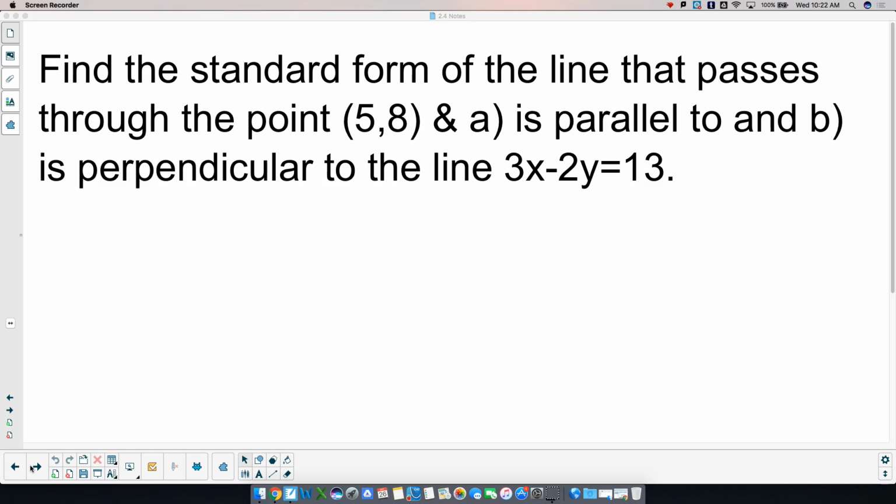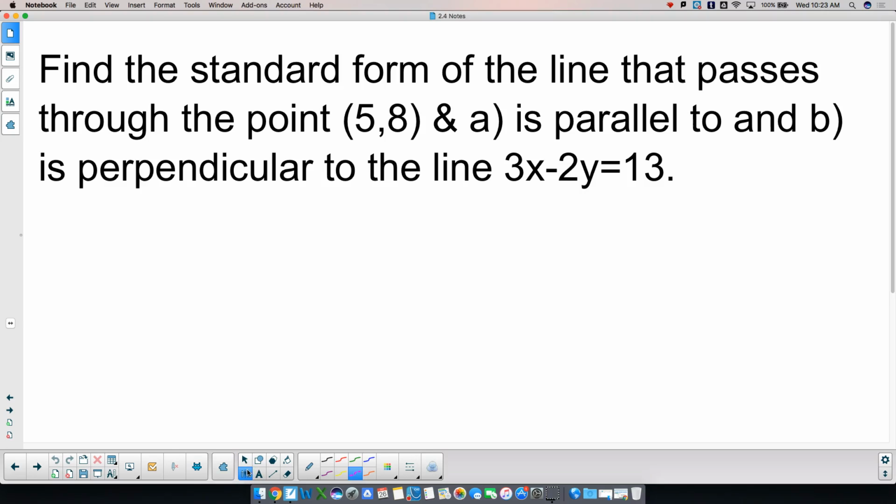I could pick two x's, I could pick two y's, find the other corresponding ones. You know what I mean? And then go through the points, subtract the y's or subtract the x's. Easiest way, put it in slope intercept form.